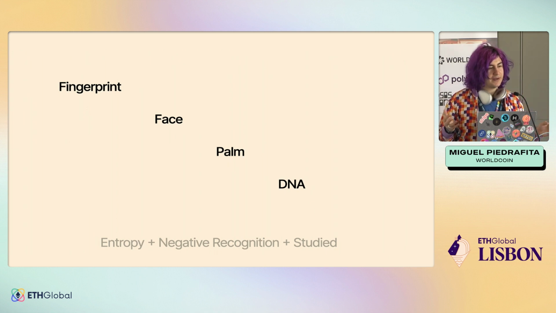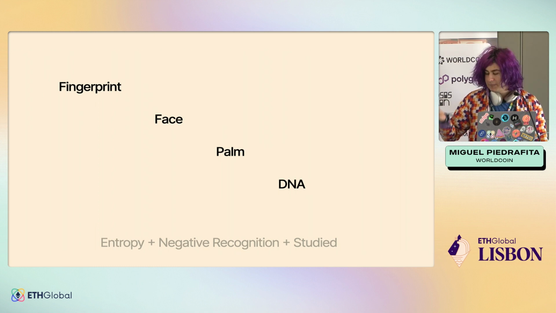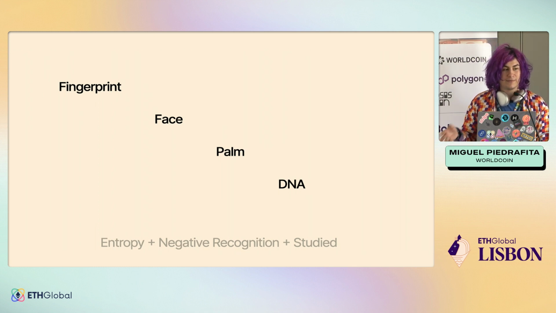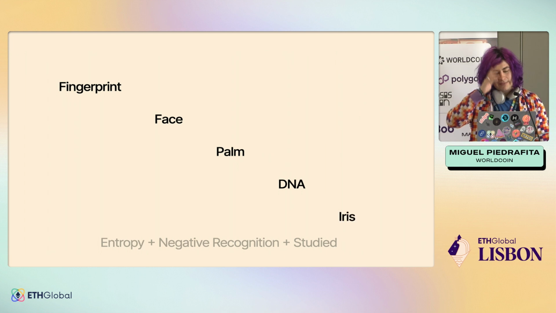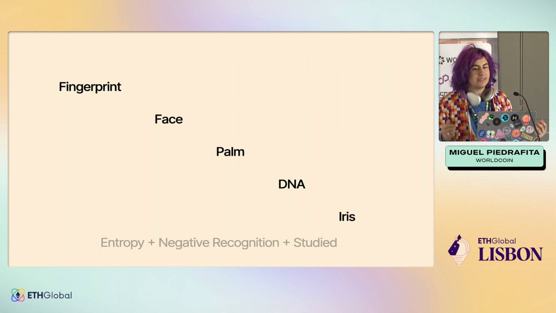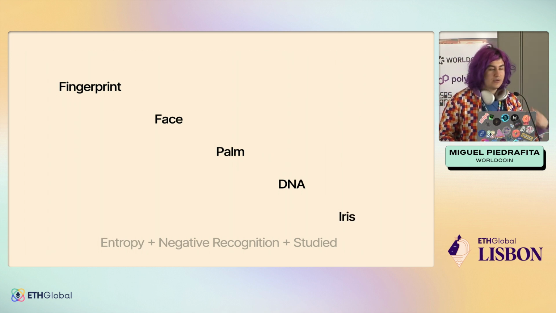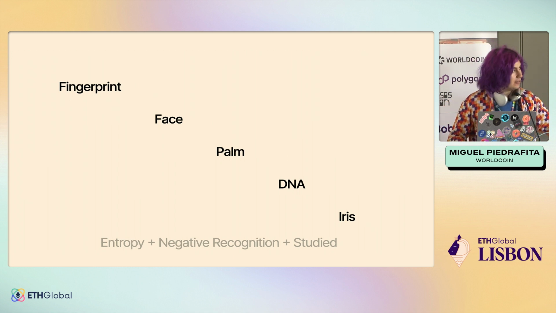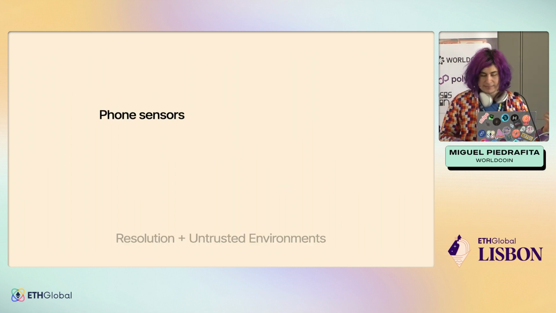DNA kind of has it, but it's also really expensive and really slow. And also people are already complaining about this being creepy. Imagine if we were taking their DNA. And so the thing that was left was irises. And then we started to look at, okay, let's say that we go with irises. How do we do that? Can we just have people take a picture of the iris on their phone?